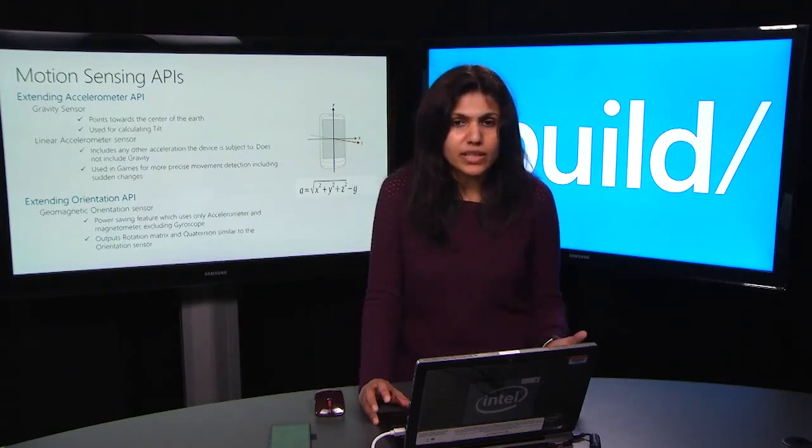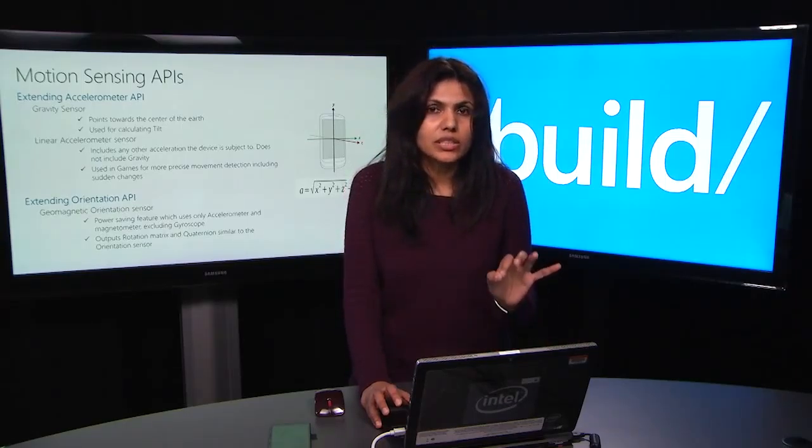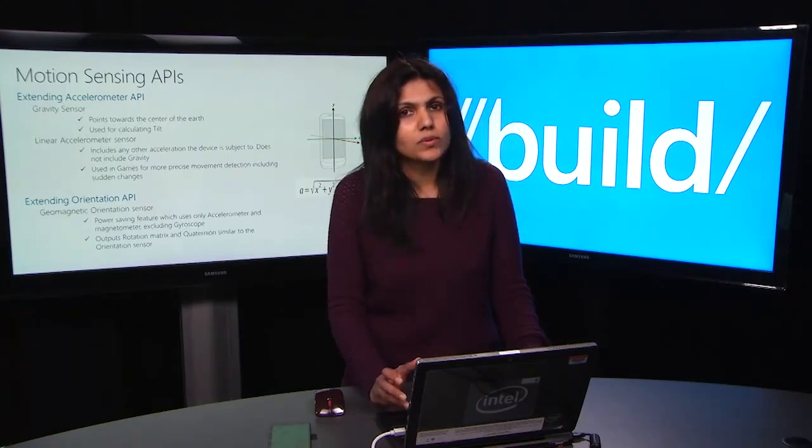Another new API is that we are extending the orientation API to add the geomagnetic orientation API. This is very similar to our orientation API, and it outputs both the rotation matrix and quaternion, exactly like the orientation sensor. The difference here is it doesn't include the gyroscope. It's calculated using only the accelerometer and the magnetometer sensors. The gyroscope generally consumes much more power, so this can be another very power-saving feature. Also, if there are devices without a gyroscope, you can still get your orientation with just the accelerometer and the magnetometer.